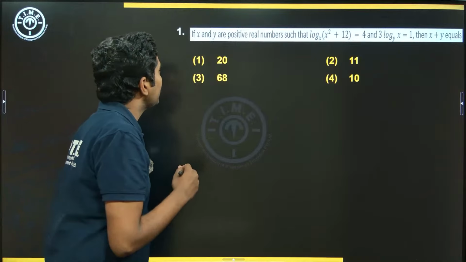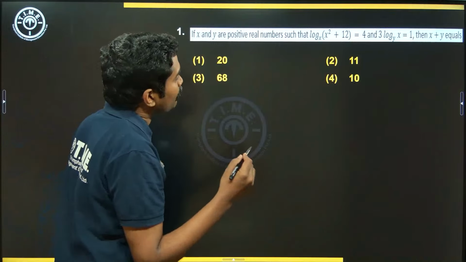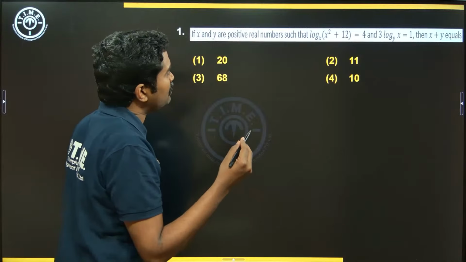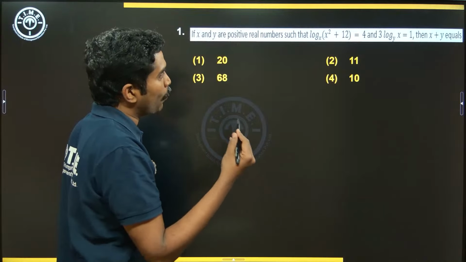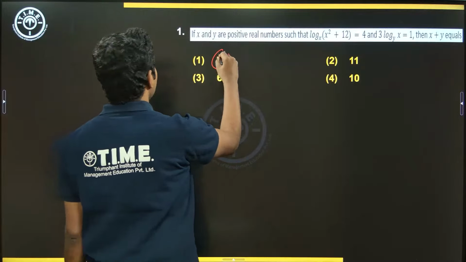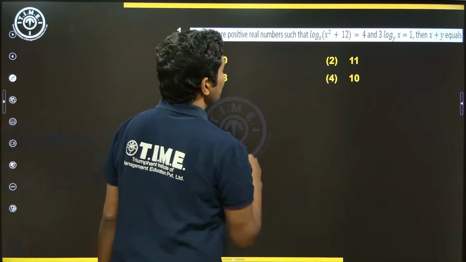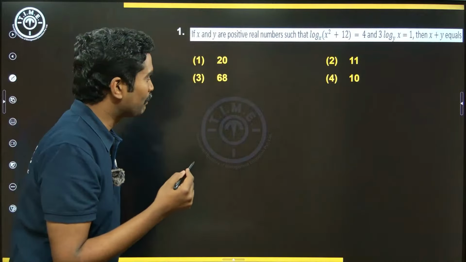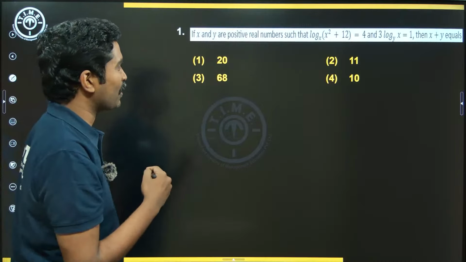First question, if x and y are positive real numbers such that, it's a question from logarithms, log of x square plus 12 to the base x is 4 and 3 log x to the base y is 1, then x plus y equals. Okay, first hint, I can see all my options are integers. That's a good step. Secondly, I have options. That itself is a big deal. This is my first question.